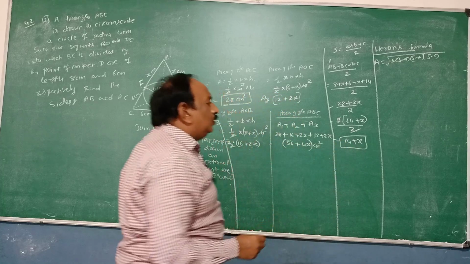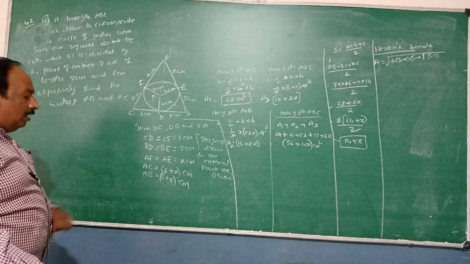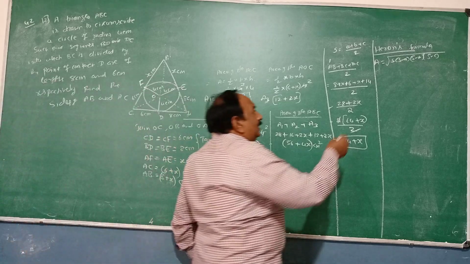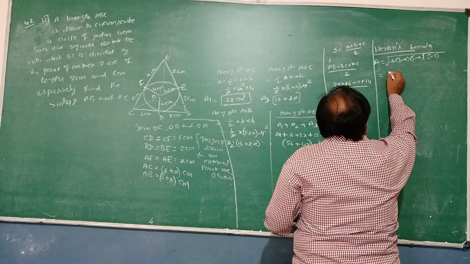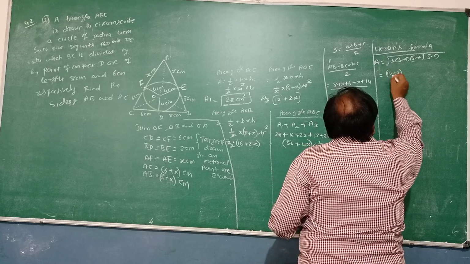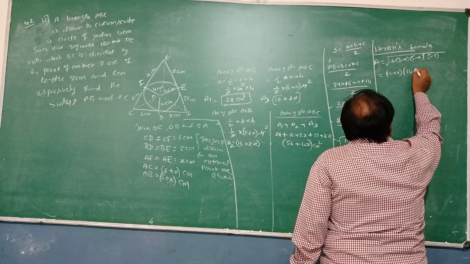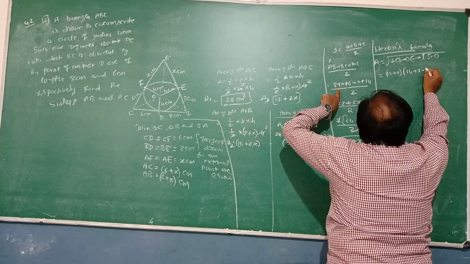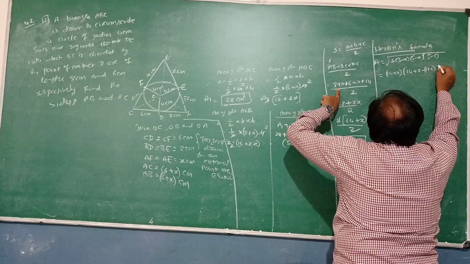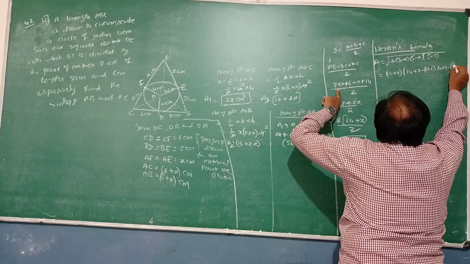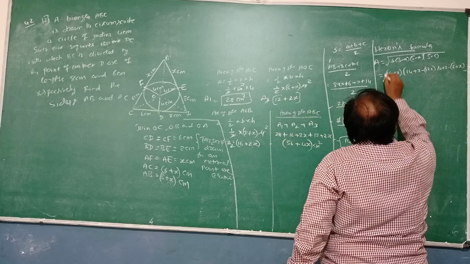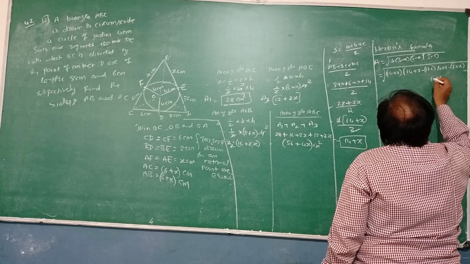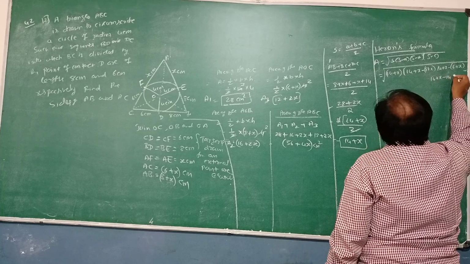Half of the perimeter is equal to 14 plus x. Then we have the perimeter S. S is called 14 plus x. Next, 14 plus x minus this one, 8 plus x. Next, 14 plus x minus 6 plus x. Next, 14 plus x minus 14.